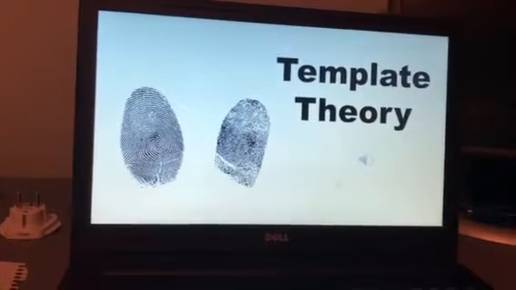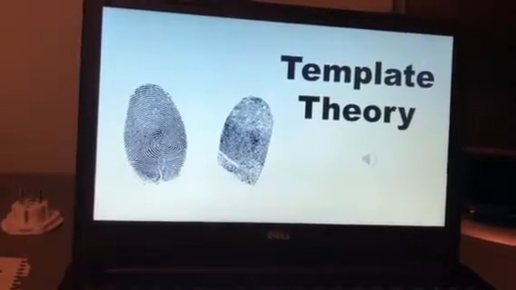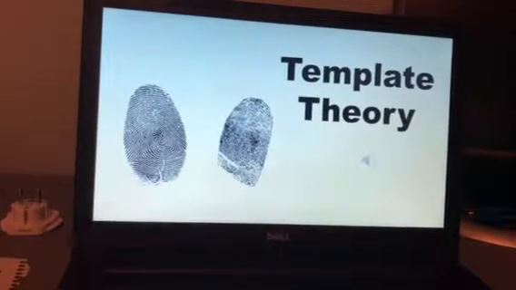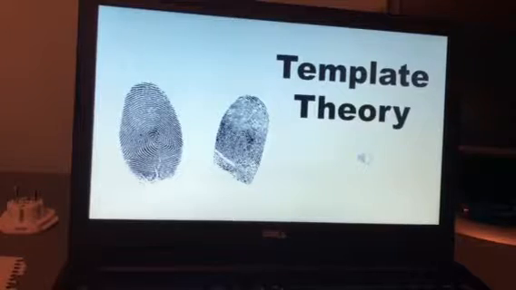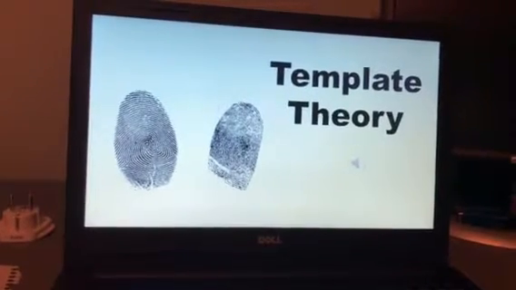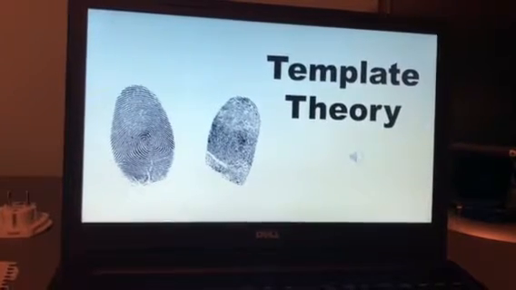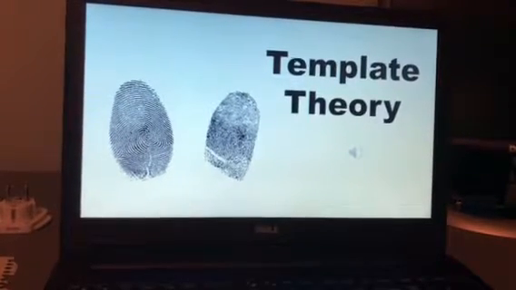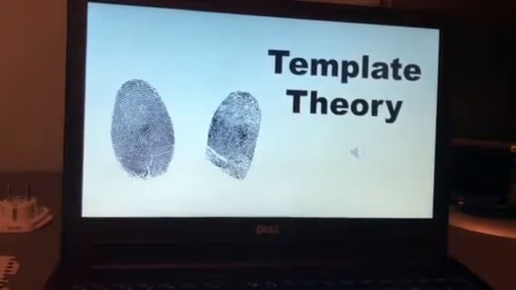Template theory. This is another psychological theory of visual processing that will be very helpful for you in your careers as a police officer. Using a template, you can find an exact match. For example, fingerprints are an example of a template. When you take someone's fingerprints and compare them to somebody else's fingerprints, you will never find identical fingerprints. They are individualized and they are an exact match.